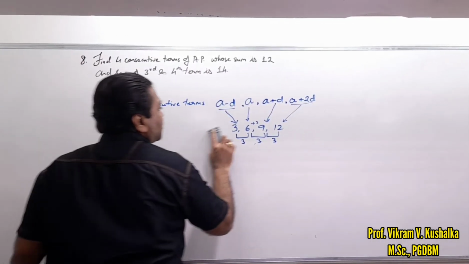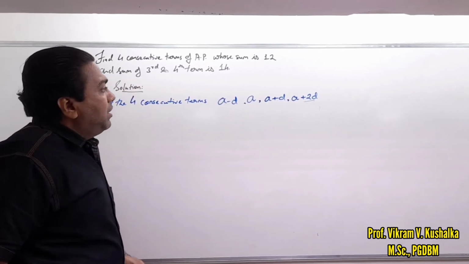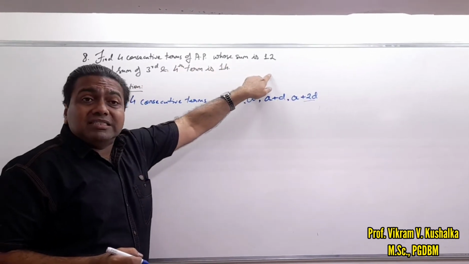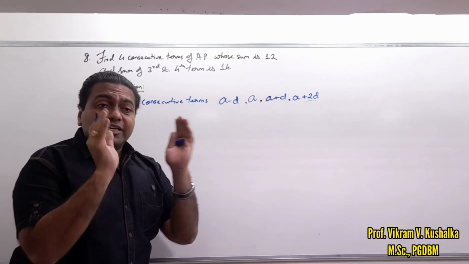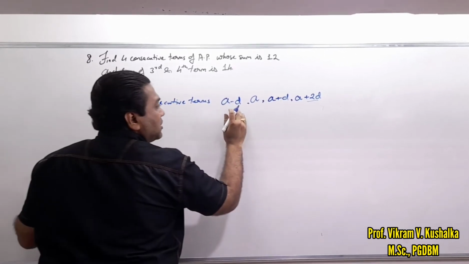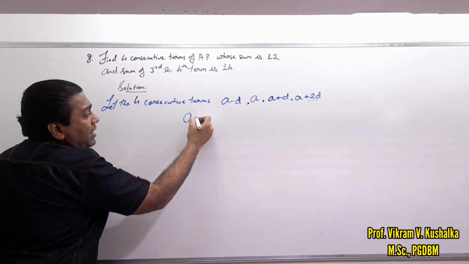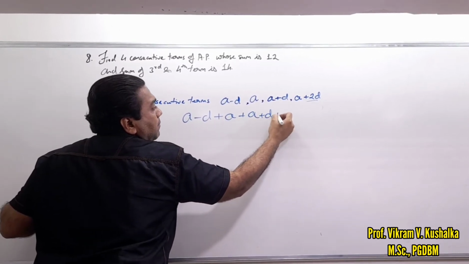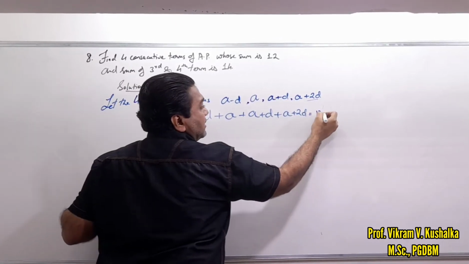Now let us understand our question. So I have taken these 4 terms as my 4 consecutive terms. What is given to me in the question? Whose sum is 12. The sum of the 4 consecutive terms, that is, when I add all 4 terms, the sum is 12. What are my 4 terms? A minus D, A, A plus D and A plus 2D. So I am going to add all these 4 terms: A minus D plus A plus A plus D plus A plus 2D. The sum of them is 12.